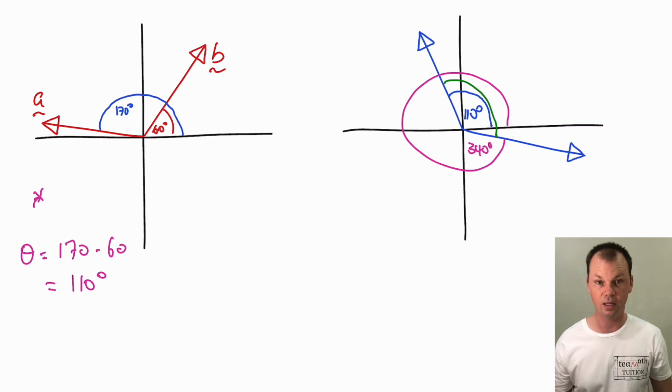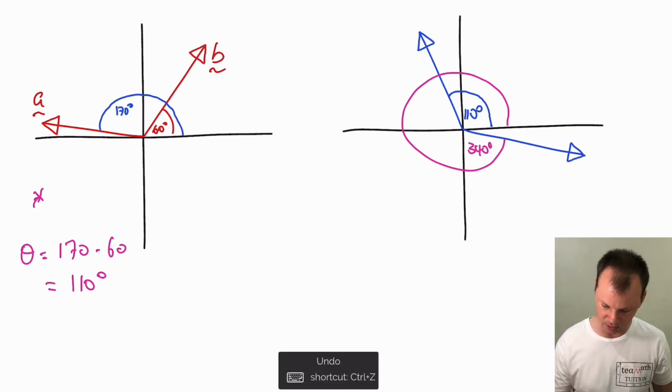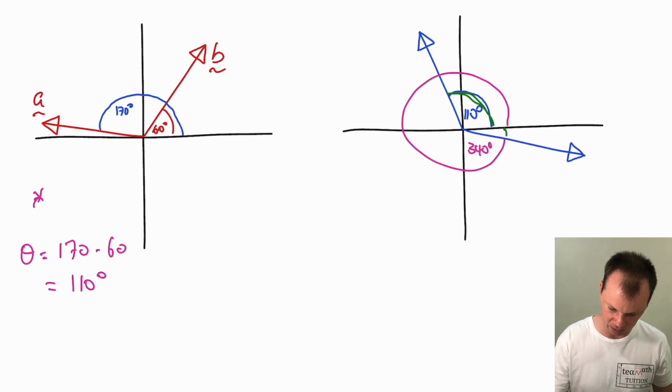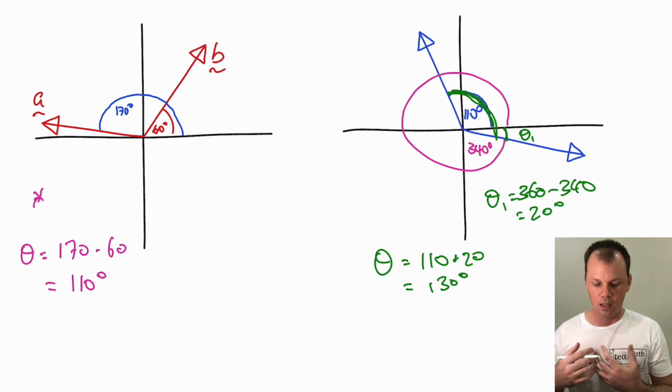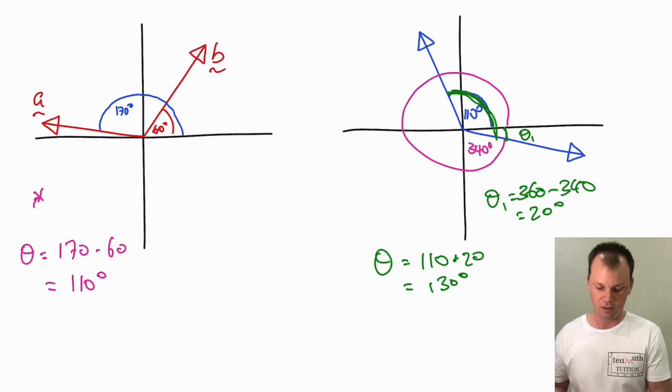So one way to calculate it in this instance is to say, well, this is 110. What is this little bit here? If I call that theta 1, you can say theta 1 is 20 degrees, and then our theta, so our angle between our two vectors, is just 110 plus 20, which equals 130 degrees. So there's two methods that you can use to calculate the angle.